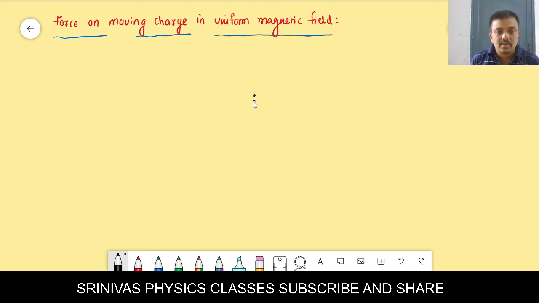This is Q charge. It is moving with velocity v in the magnetic field of induction B. Let us consider this the direction of the magnetic field, in which it is going.